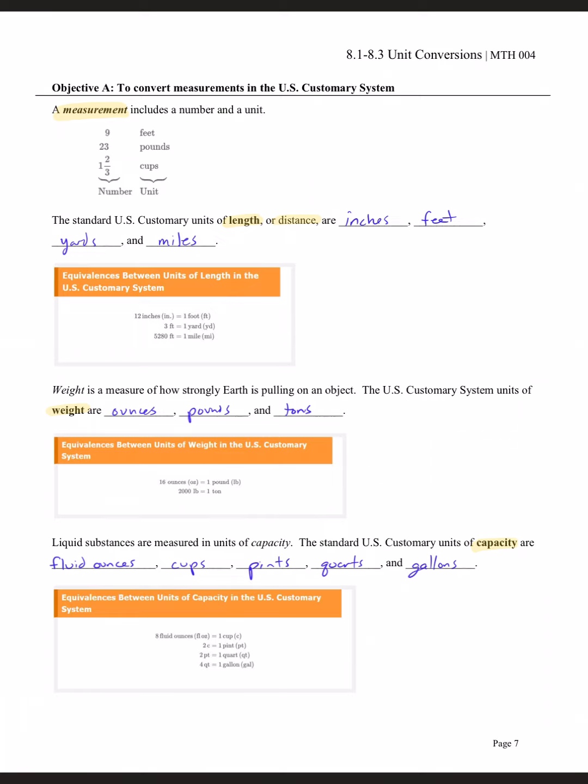Now, everything we're focusing on here are going to be in the U.S. customary system. We will not be looking at any metric measurements. These charts that you see here, the conversion charts, those will be given to you on the exam, so you do not have to memorize those. All right, let's see how we're going to use these things.